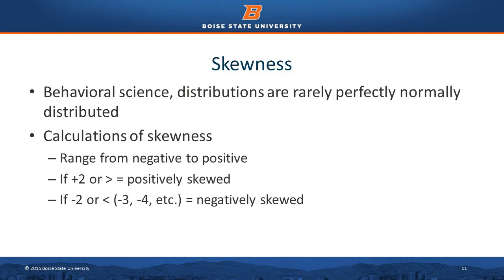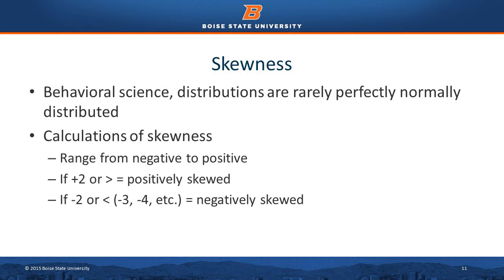With SPSS, we can calculate the skewness value, or how skewed the scores or values are of a variable. If the skewness value is a positive 2 or greater, we can say that we have a positively skewed distribution. If the skewness value is minus 2 or more, we would determine that we have a negatively skewed distribution. We can visually assess skewness as well as support our assessment with skewness values.